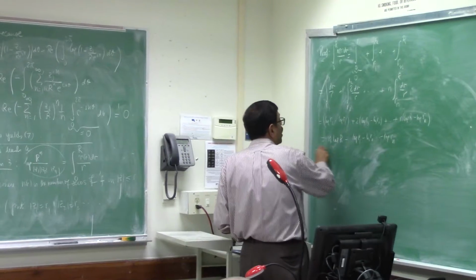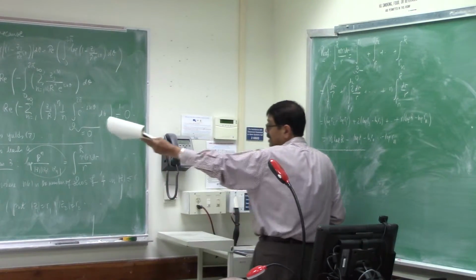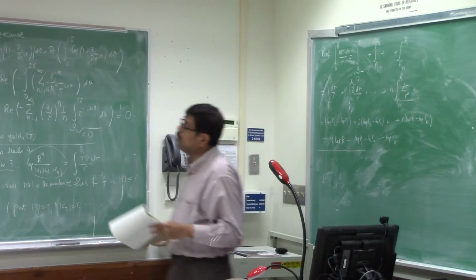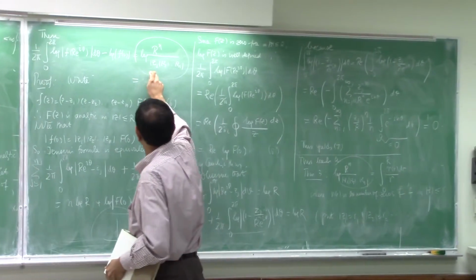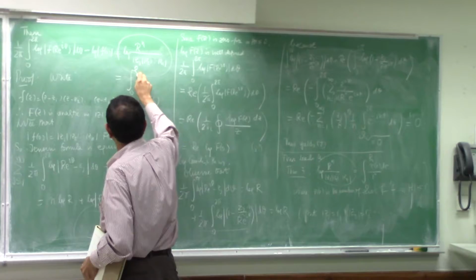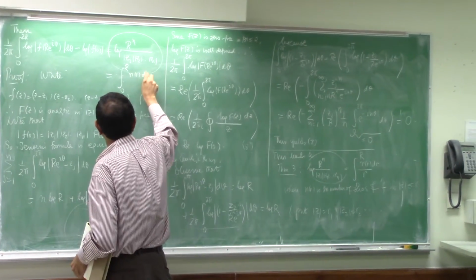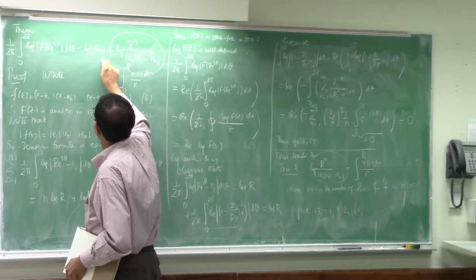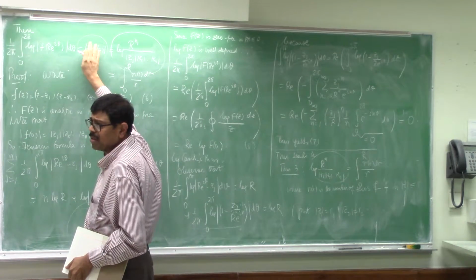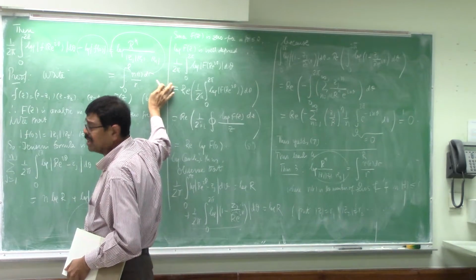Now, we know what m of r is. So this here is the integral from 0 to r, n of r dr over r. Don't worry about this. This is a finite number. You can bring this to the right-hand side.